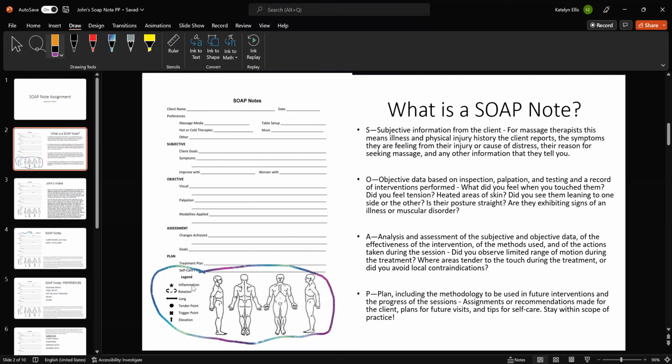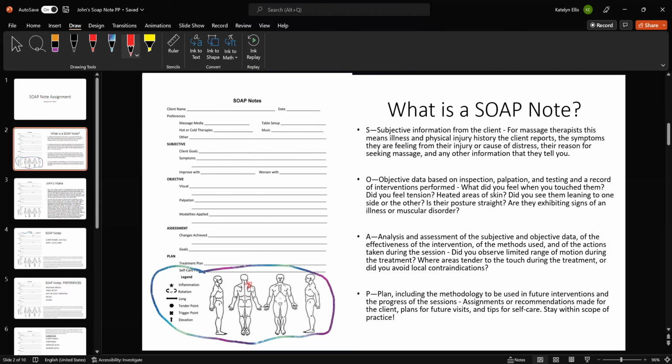So if I put a star on something, let's see if I can draw a star here. All right, I put a star here. Doesn't really look like one, but it kind of is. That stands for inflammation. The client came in with inflammation in their right trapezius.